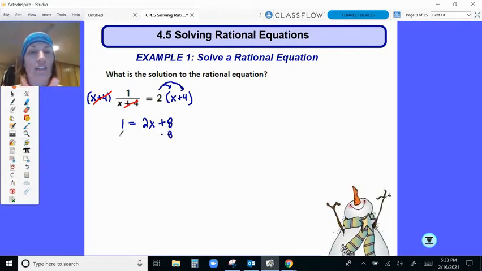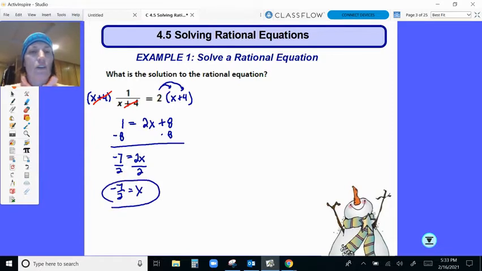So subtract 8, subtract 8. So I have negative 7 equals 2x. And I'll divide by 2 to get my negative 7 halves equals x, okay? So that's one way you can do that.